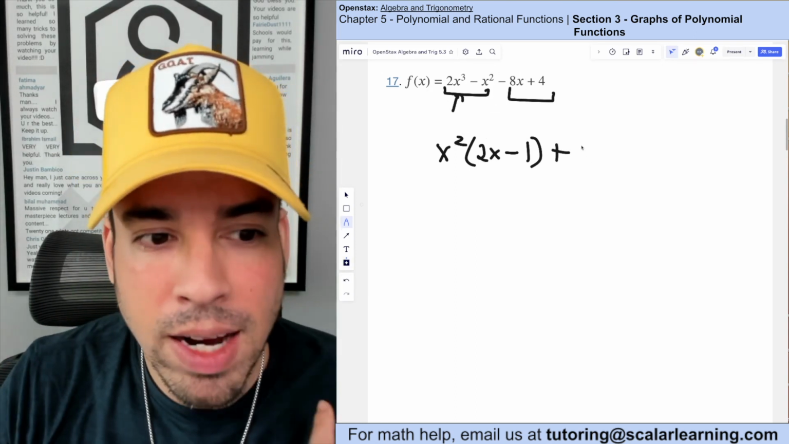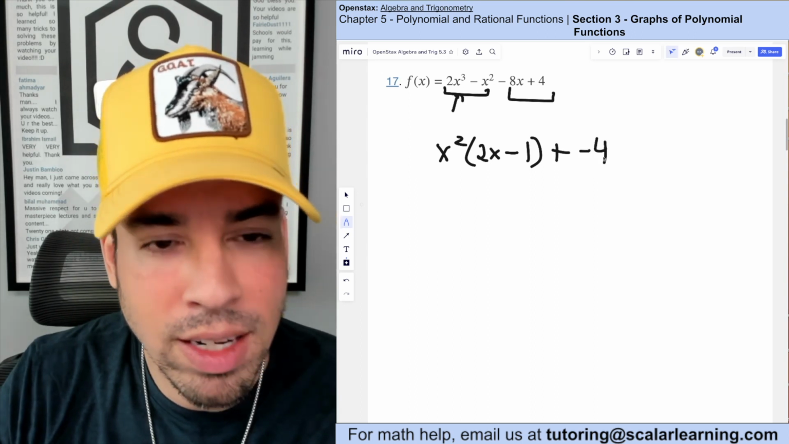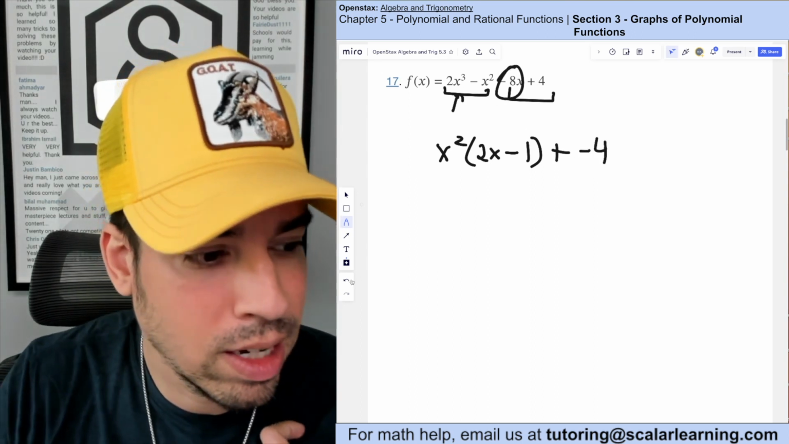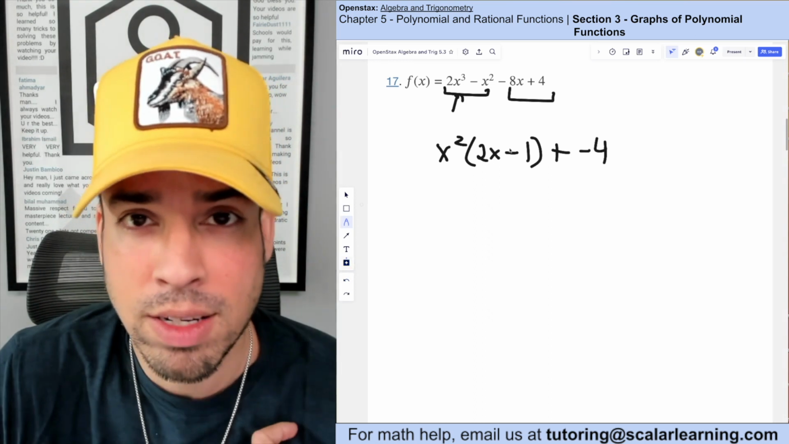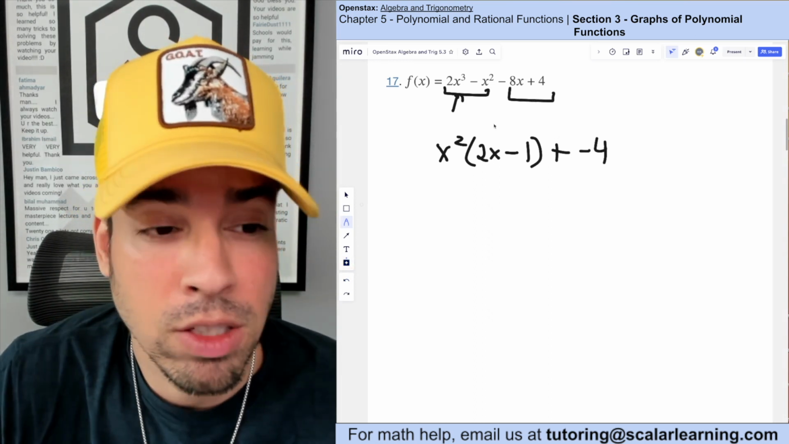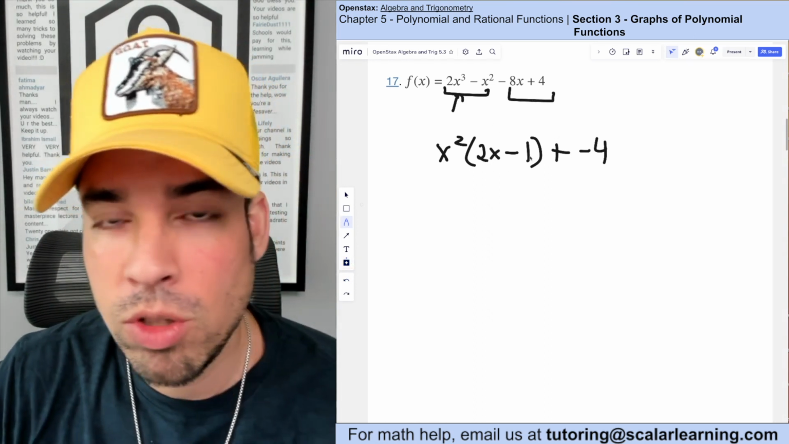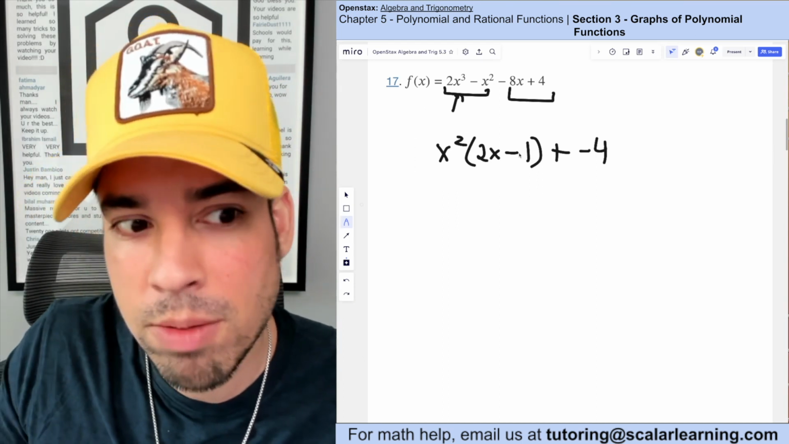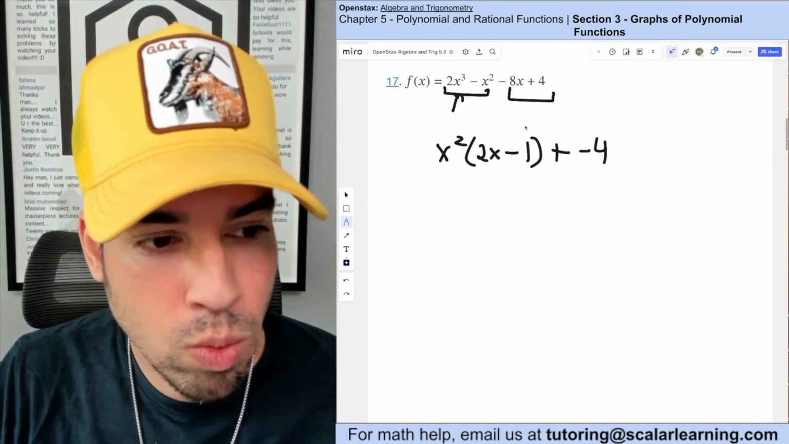For the second one, I'm going to factor out a negative 4. In general, if I see a negative term, I'm usually going to try and factor out a negative. But you could try factoring out a positive 4. You would see that the binomials wouldn't match up, so you'd be like, all right, let me try that again. When you do it with negative 4, watch what happens.